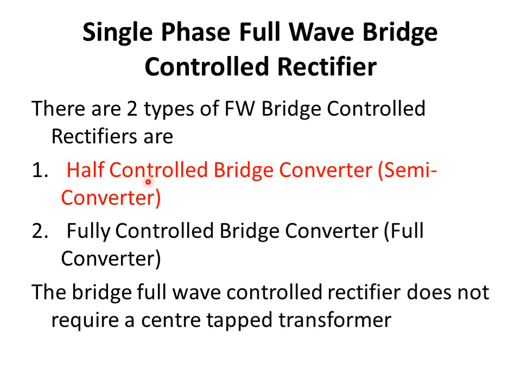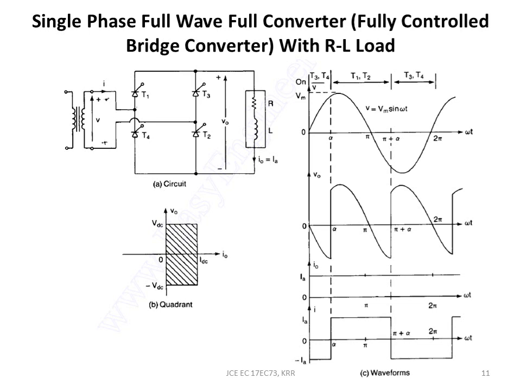So what is the difference between half controlled and fully controlled? Note both are full wave, but this is called half controlled because there are two SCRs and two diodes in the bridge. This is called fully controlled because I am going to have four SCRs in the bridge, and hence it is possible to fully control the converter. So now this is your full wave converter, that is a bridge converter with RL load.